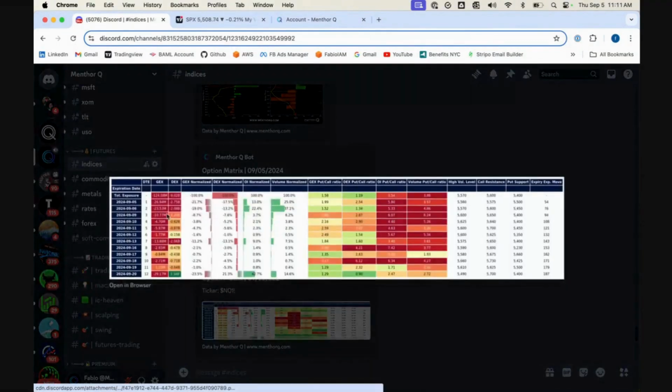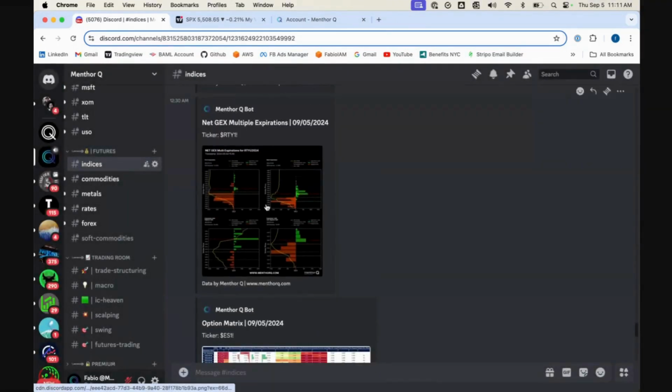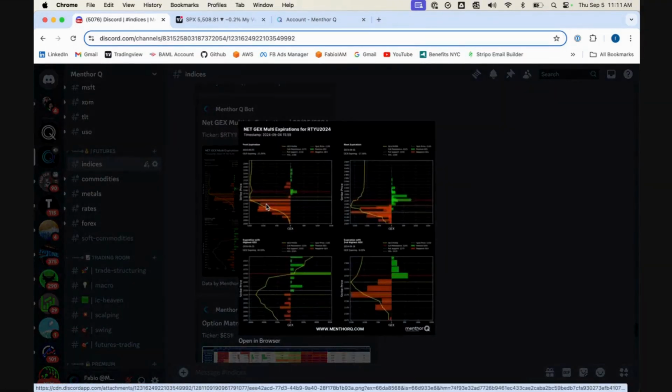So again, we can look at the option chain. We can see how things have changed. What's the gamma exposure? What's the delta exposure? Open interest, and so on. We can look at our 0DTE data as well as our different expirations.